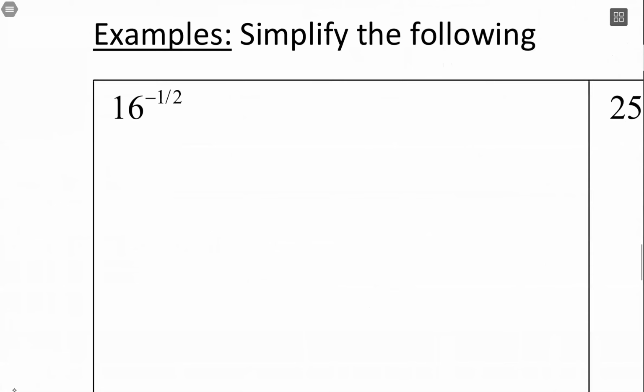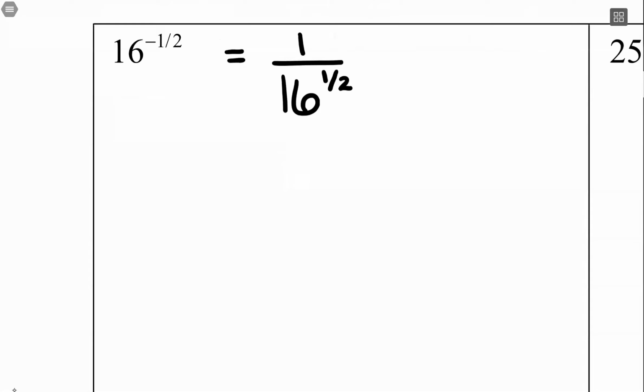So we have 16 to the negative 1/2. I'm going to take care of the negative first, which just means moving to the denominator. So we're going to move the 16 to the denominator, and now the exponent would be a positive 1/2, which is the same thing as 1 over the square root of 16, which would be 1 over 4. And that would be completely simplified.